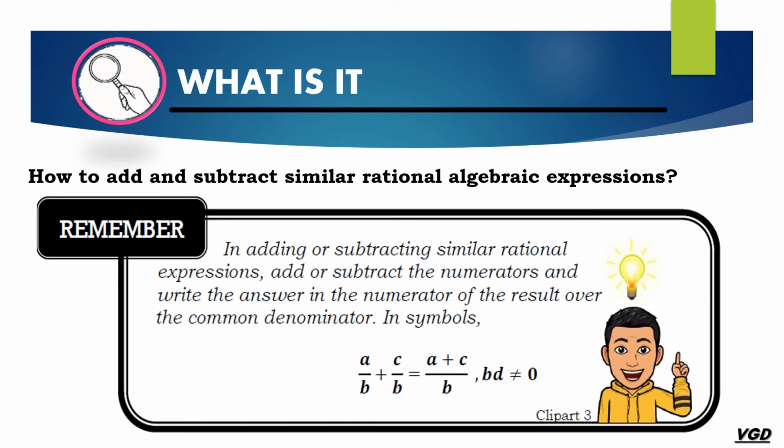What is it? So how do we add and subtract similar rational algebraic expressions? We have to remember this. In adding or subtracting similar rational expressions, add or subtract the numerators and write the answer in the numerator of the result over the common denominator. So in symbols, we have a over b plus c over b, which is equal to a plus c as the numerator over b as the common denominator, in which take note, b should not equal 0.